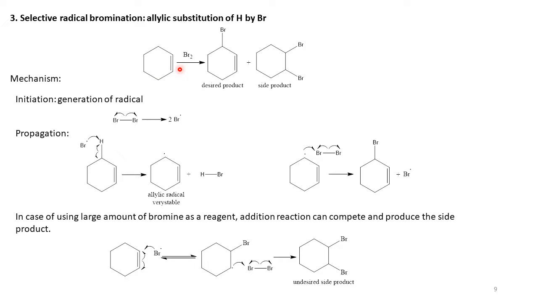Treating alkene with bromine molecule in presence of light or heat can lead to formation of allyl bromide, as you can see here, with the replacement of allylic hydrogen atom with a bromine atom. The mechanism includes the formation of the very stable allylic radical. The addition of bromine should be very slow and not in excess, otherwise the undesired side product dibromocyclohexane will be formed through the radical addition on the pi bond.